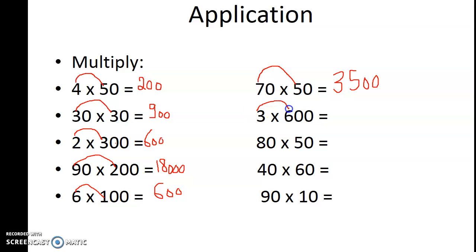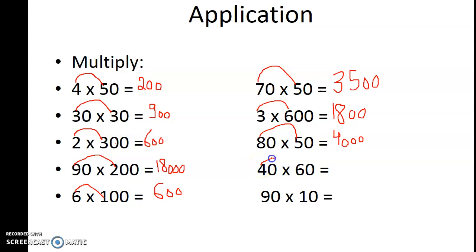Another example. 3 times 6, 18. Let's count. How many zeros do we have in the factors? Here there's nothing. Here we have 2. So we must place 2 zeros. 80 times 50, the same. 8 times 5, 40. So already here we have 0 in the product. Let's add now extra zeros. How many extra zeros do we have? 1, 2.